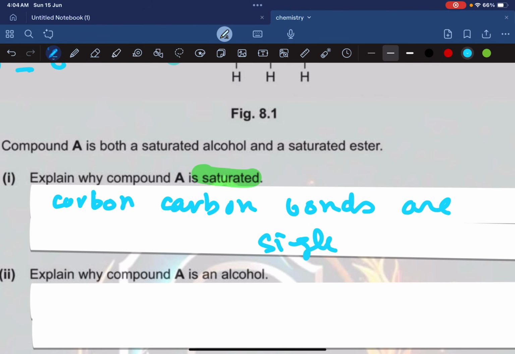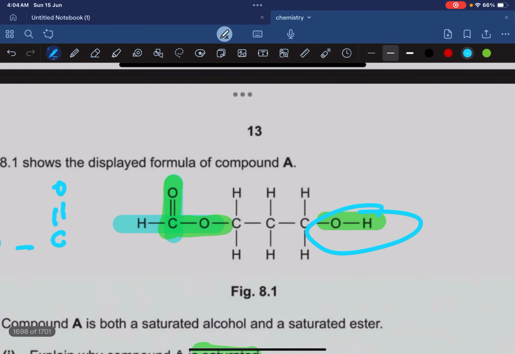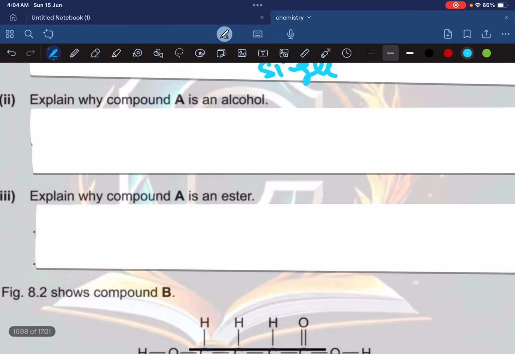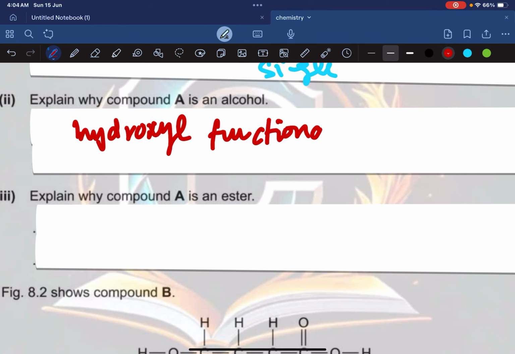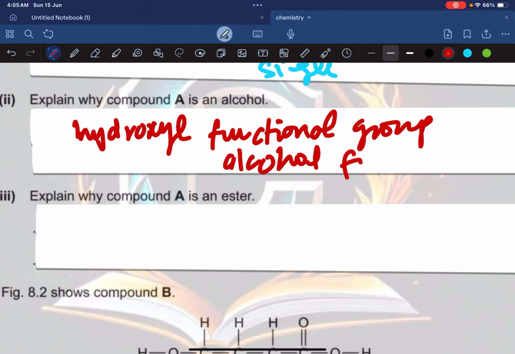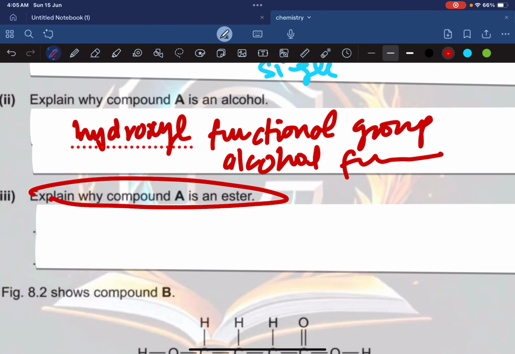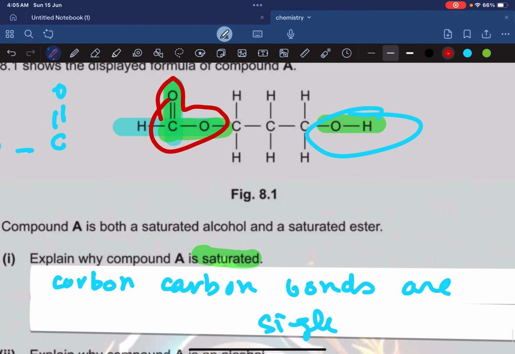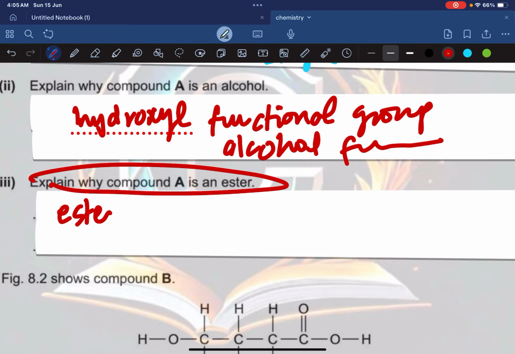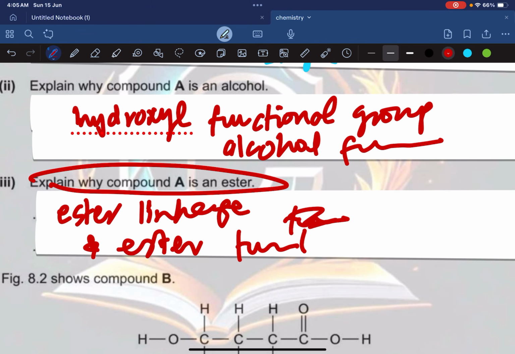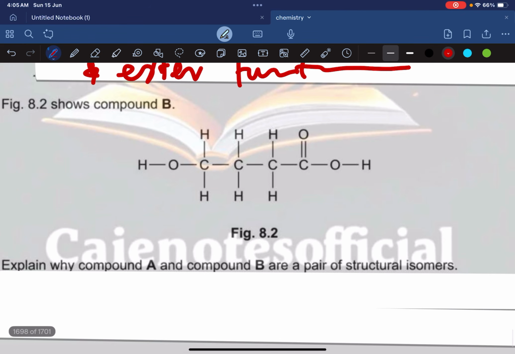Explain why compound A is an alcohol. You can write that there is a hydroxyl functional group, a fancy word, or you can say there is an alcohol functional group. Explain why compound A is an ester. Why is it an ester? You see an ester linkage over here, so you write that it has an ester linkage, or an ester functional group. Okay, I guess these were free marks.